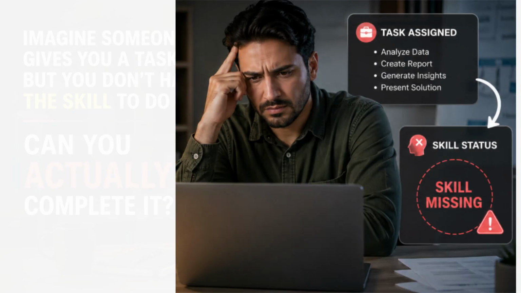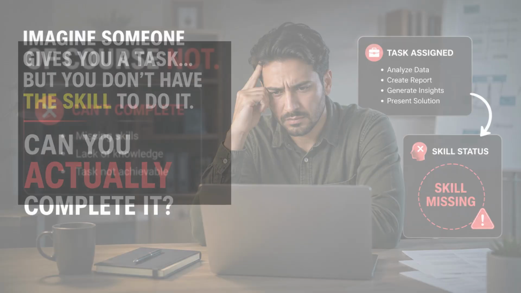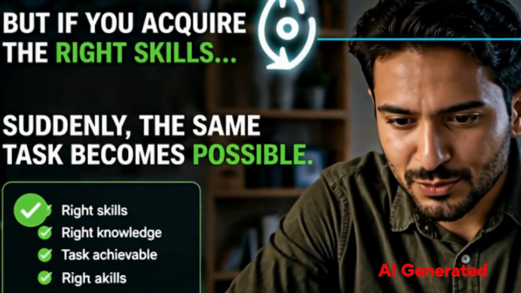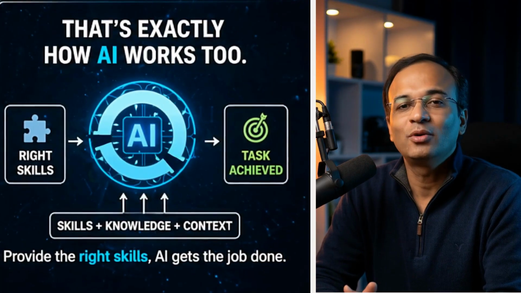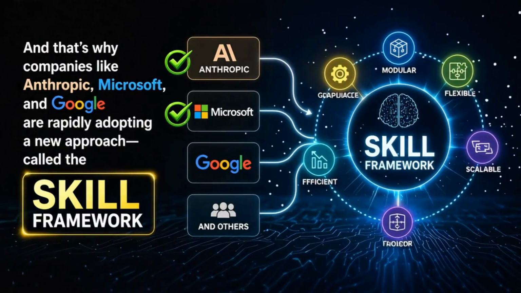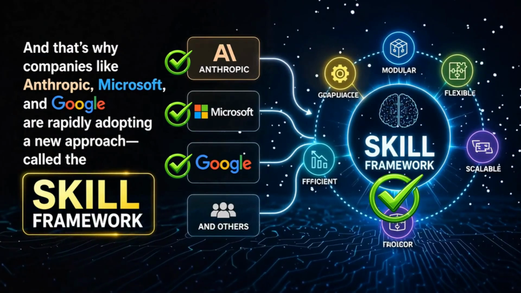Imagine someone gives you a task, but you don't have the skill to do it. Can you actually complete it? Of course not. But if you acquire the right skills, suddenly the same task becomes possible. That's exactly how AI works too. And that's why companies like Anthropic, Microsoft, and Google are rapidly adopting a new approach called the Skill Framework.